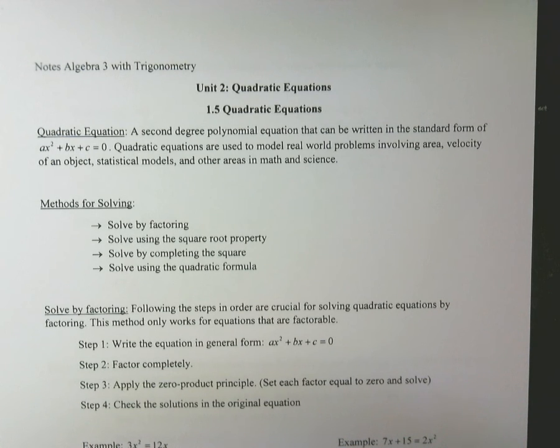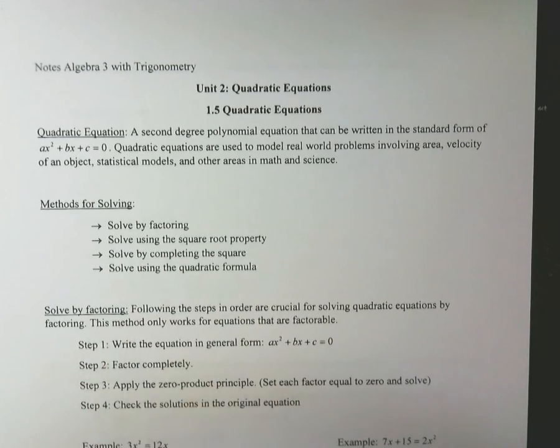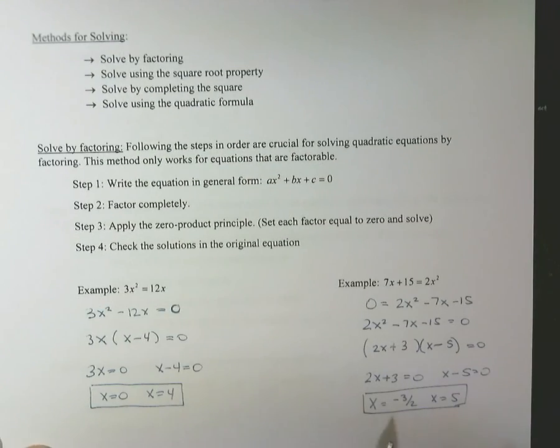This is the third and final part of the notes for Algebra 3 with Trigonometry, Unit 2, Quadratic Equations, Section 1.5. We talked about a quadratic equation and the different methods for solving. I gave examples on solving by factoring.